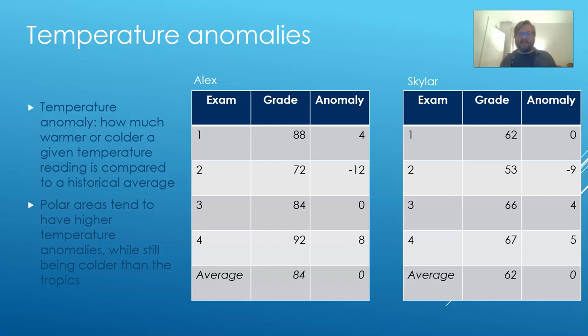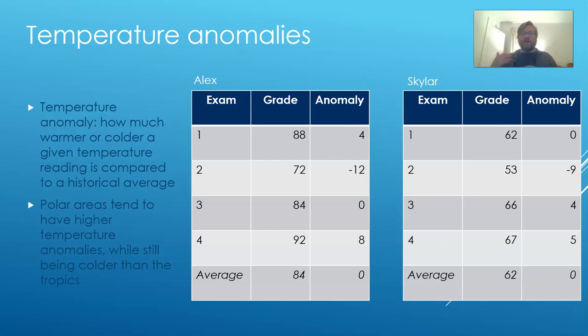as Alex's anomaly. And that's an important thing to keep in mind, that the size of the anomaly is not the same as the absolute value of the thing. Because when we look at temperature anomalies for different parts of the Earth, if we're looking not at a global temperature anomaly, but temperature anomalies for specific places, we tend to find that polar areas have higher temperature anomalies, but polar areas are still overall colder than tropical areas.